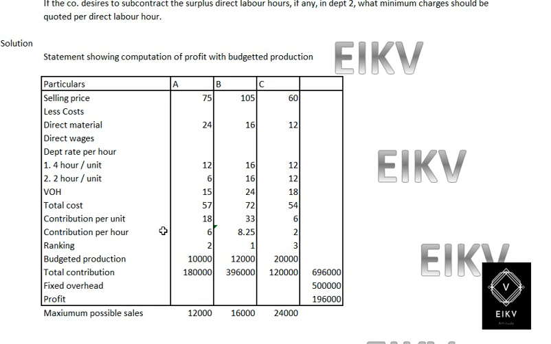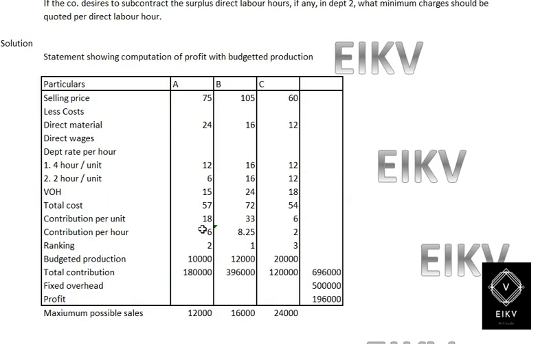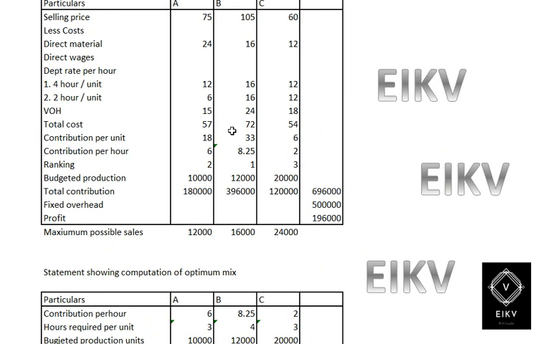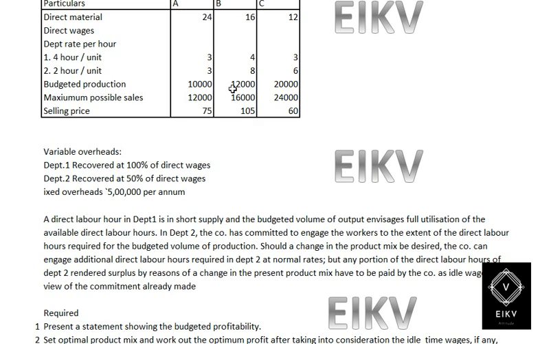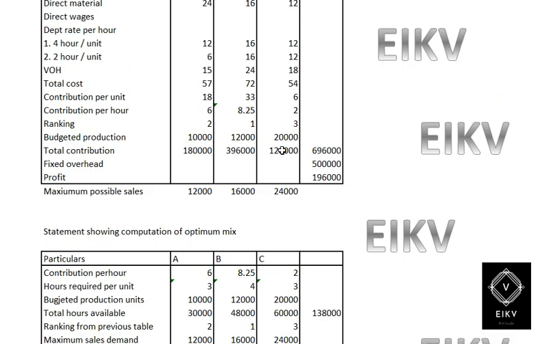Then contribution per hour. So contribution per unit is divided by the hours used. You need to divide by the hours per unit. So the respective calculation is 18 divided by 3, and then 33 divided by 4, and also 6 divided by 3. So I'll get the contribution per hour as 6, 8.25 and 2.